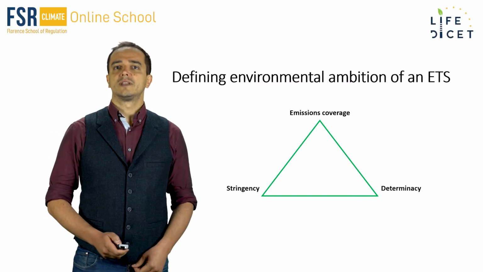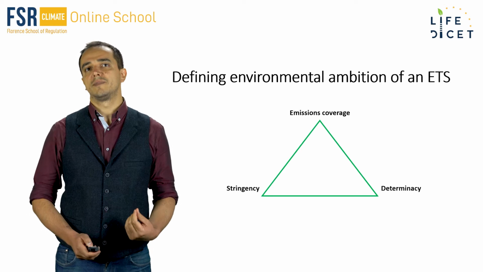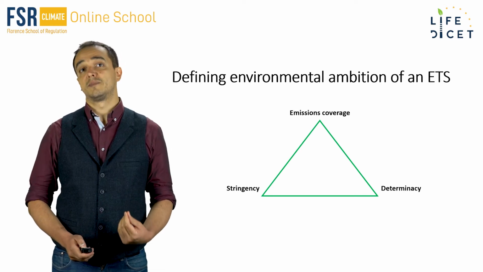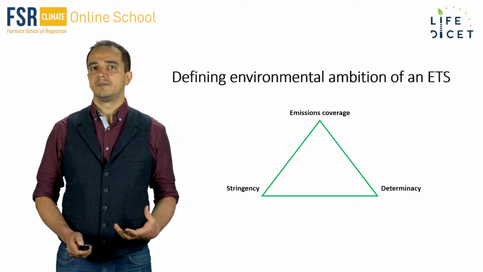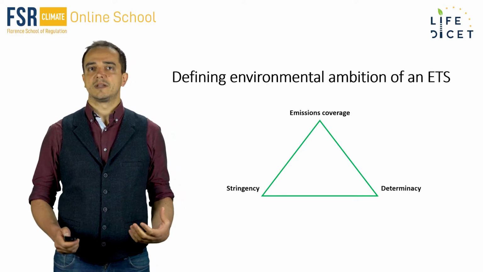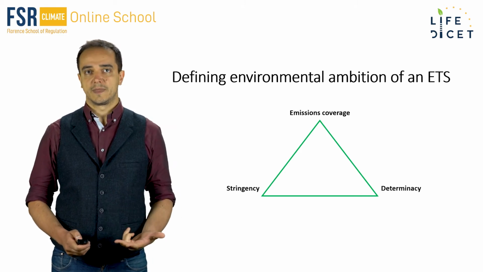While a formal definition does not exist, the environmental ambition of an ETS generally refers to the quantity of abatement that an ETS promises to deliver. Accordingly, the ambition of an ETS may be assessed considering the following three dimensions: emissions coverage, stringency, and determinacy.